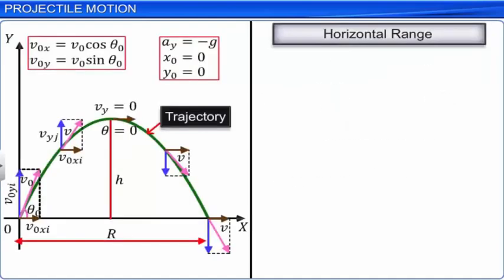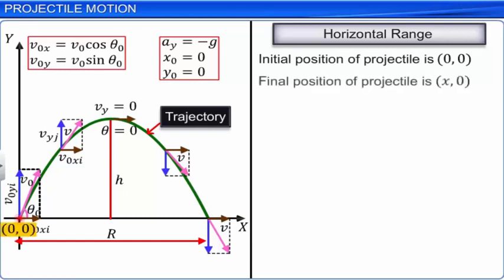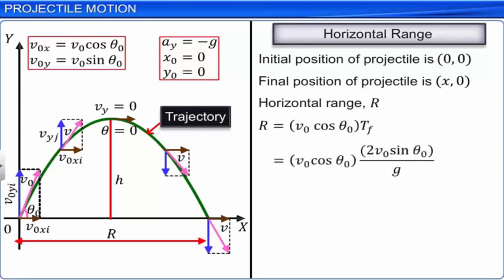What is the horizontal range of the projectile? Here, the initial position of the projectile is 0, 0. The final position of the projectile is x, 0. X is known as the horizontal range R of the projectile. This is the horizontal distance travelled by the projectile during its time of flight, Tf. On substitution and simplification, we get R is equal to V0 square into sin 2 theta divided by g. Let this be equation 9.